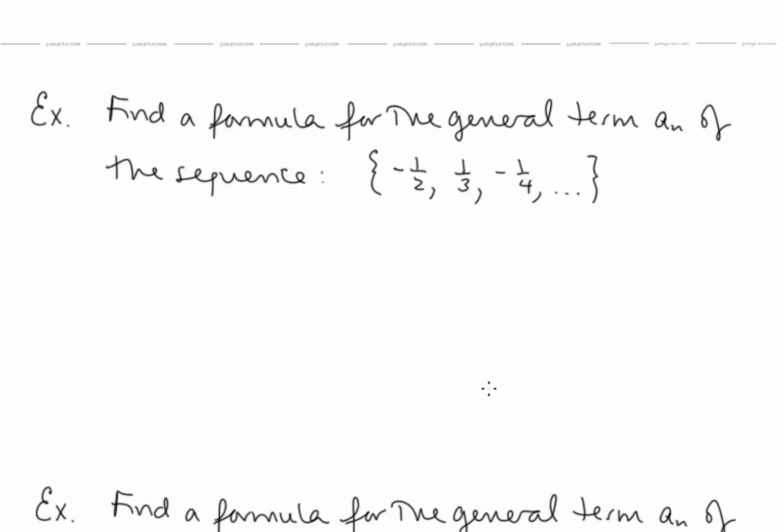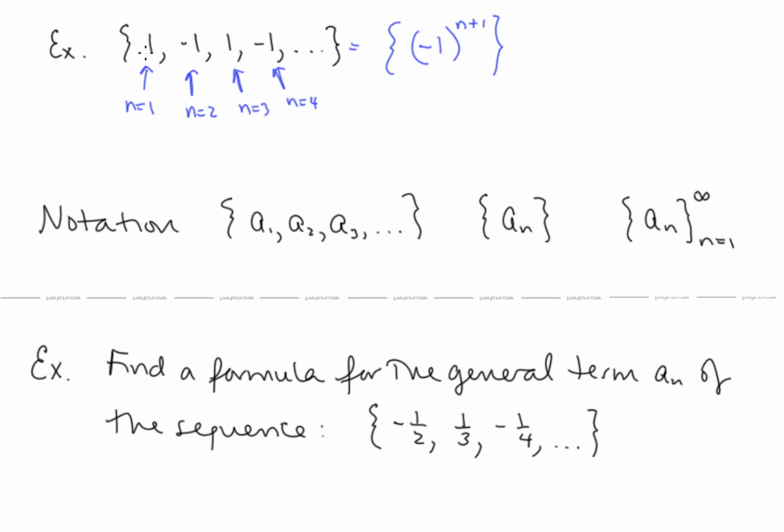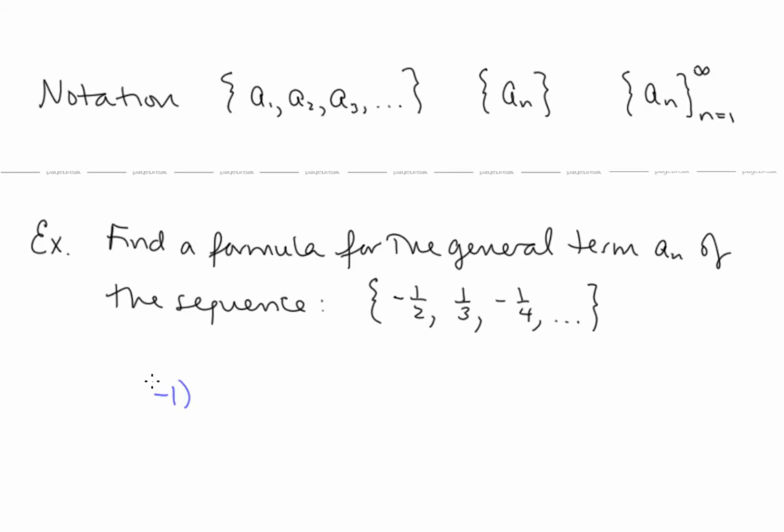Now let's take a look at finding a formula for the general term an of the sequence -1/2, 1/3, -1/4. Well, the first thing I notice here are the pluses and minuses. Now we just took a look at a formula that gave us oscillating plus and -1. So that is going to be part of the formula for an here. Now, do we need -1 to the n or to the n plus 1? Remember, this is n equals 1, n equals 2, n equals 3.